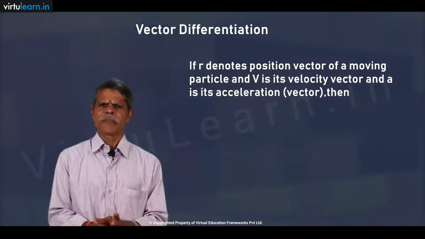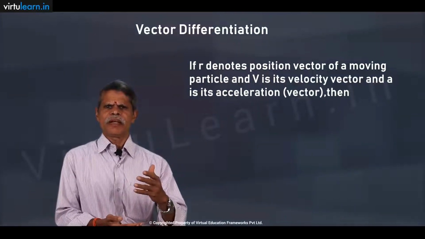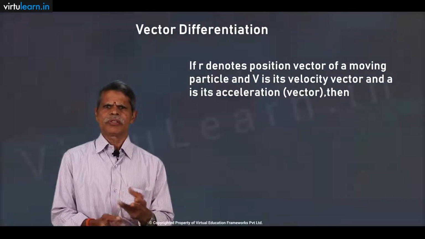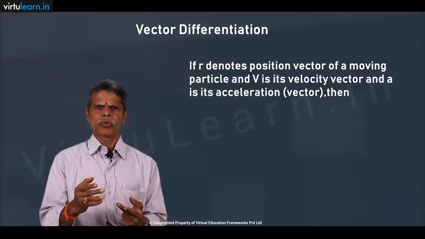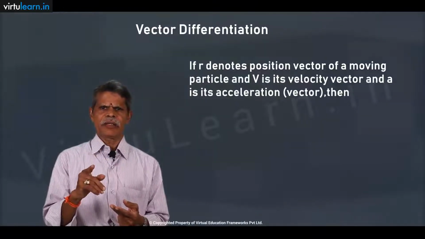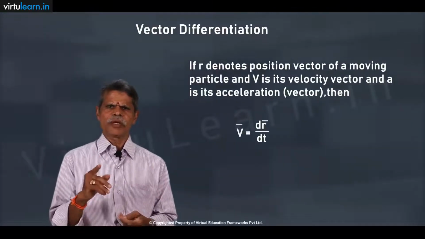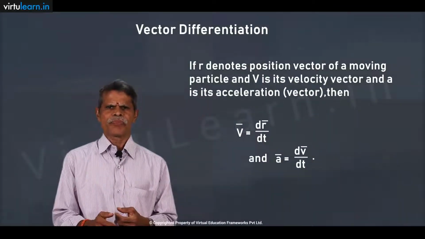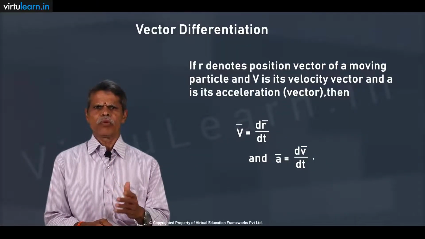Now we notice, if r bar of t is the position vector of a moving particle, then one application of vector differentiation is that we can find the velocity vector and acceleration vector of a moving particle through differentiation. So, if v bar represents the velocity vector and a bar represents the acceleration vector, then v bar is equal to dr bar by dt and a bar is equal to dv bar by dt. So these are the velocity vector and acceleration vector of a particle moving in space.